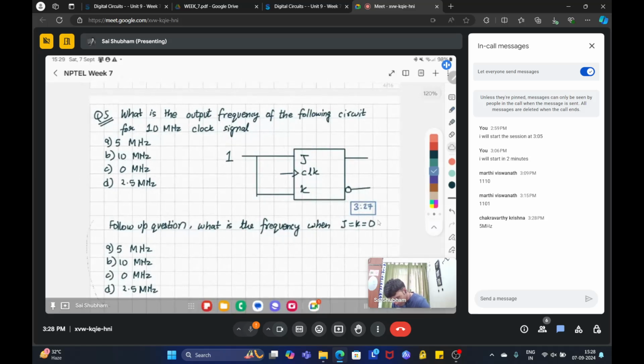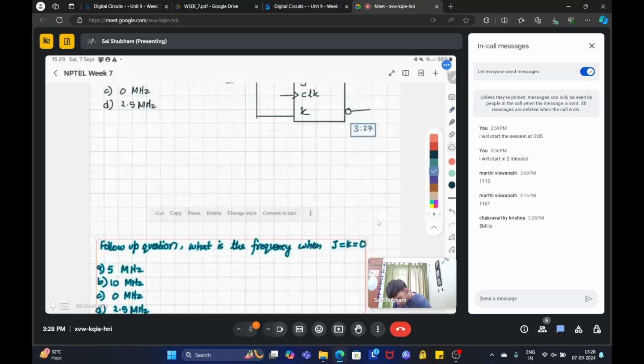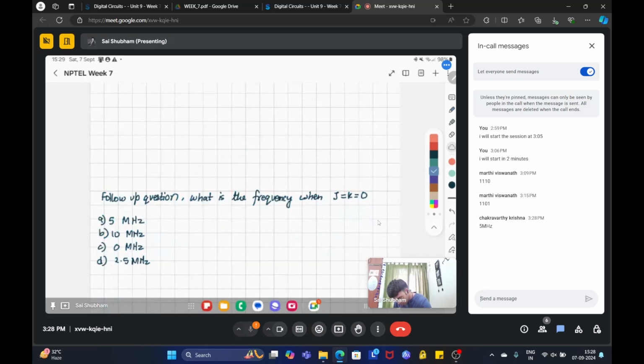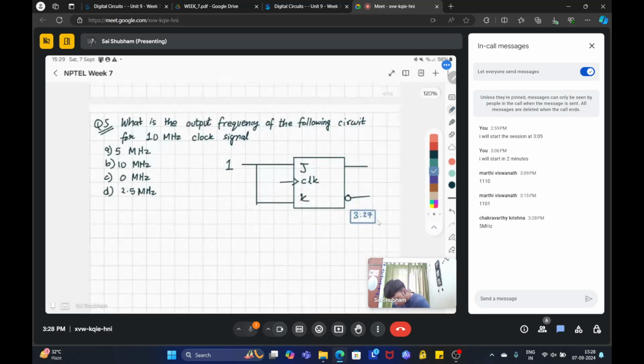So the hint that I will give you is that for a JK flip-flop, if J equal to 1 and K equal to 1, then Qn plus 1 will be Qn bar. Fine. So I will discuss the solution now.